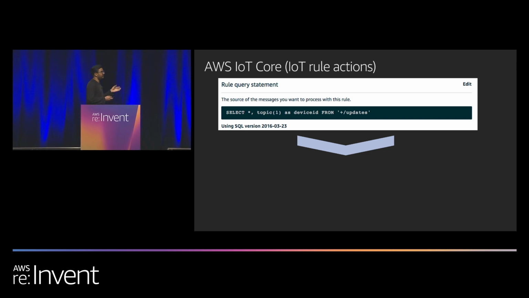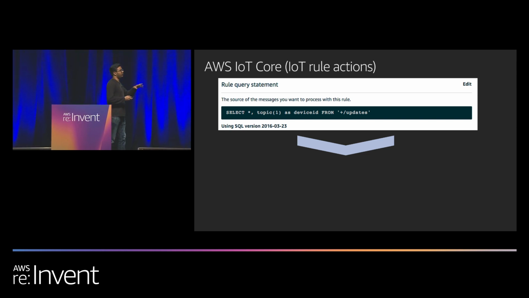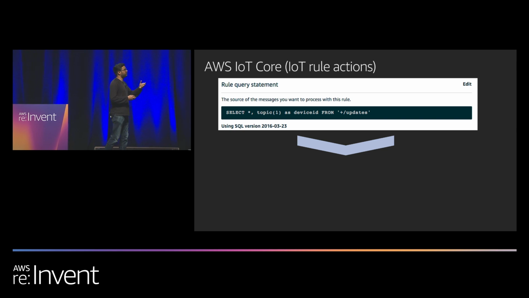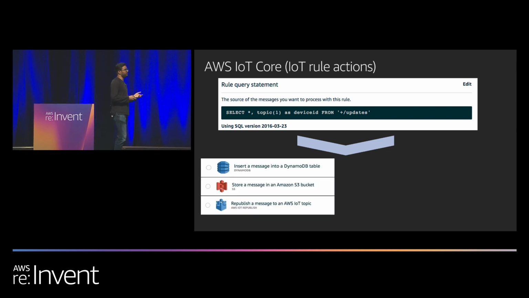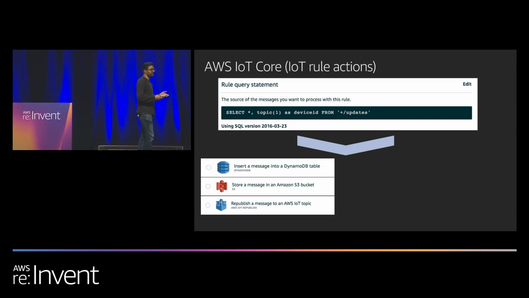And we are taking all the data that has been published on that topic, as well as some metadata, which is represented here as topic_1. That is just the topic name, which is represented by that plus symbol. So we're taking some data and some metadata, and we could route it to various AWS services. For example, we could put that in DynamoDB or S3. We could also publish it to another IoT topic.